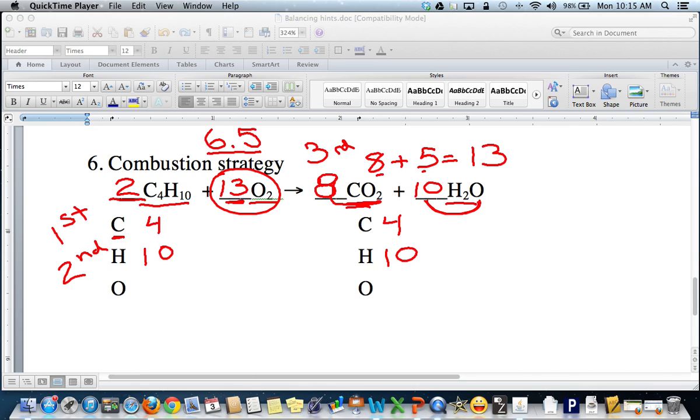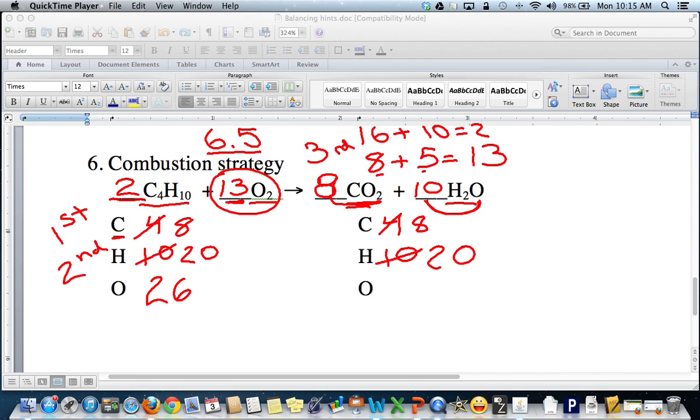Shall we tally up? How many carbons? 8. Hydrogen? 20. Oxygen? 26. Carbons on this side? 8. On the product side? 16. Hydrogen? Wait, sorry. 10 times 2, 20. And oxygens, 26, right? I have 8 times 2 is 16, plus 10, 26. So, carbons first, hydrogen second on the reactant side, oxygens third on the product side, and then you can kind of follow your nose from there.